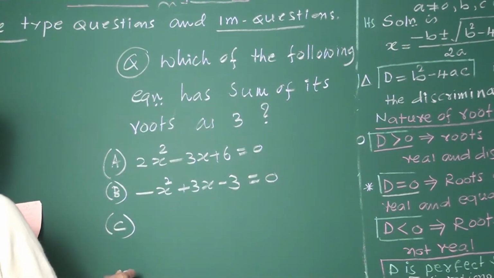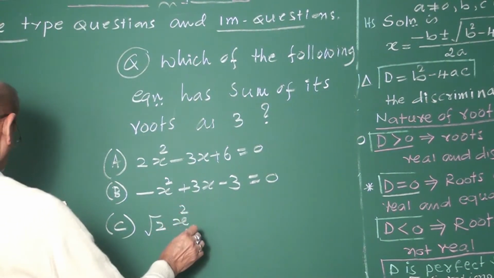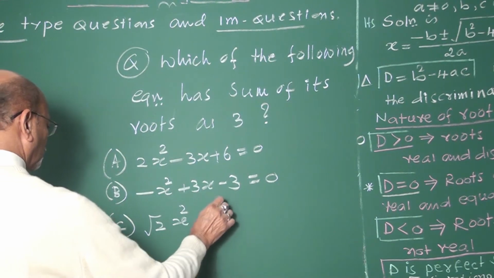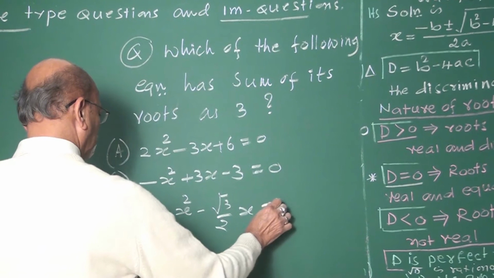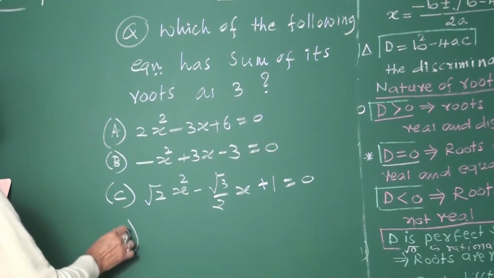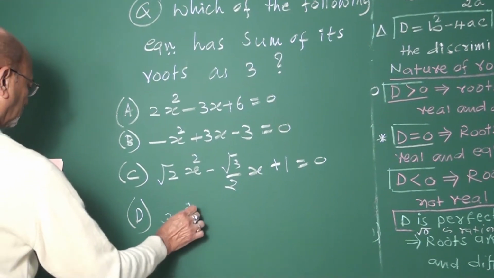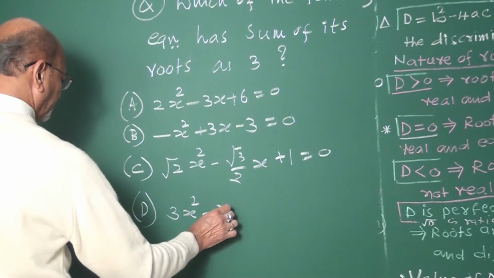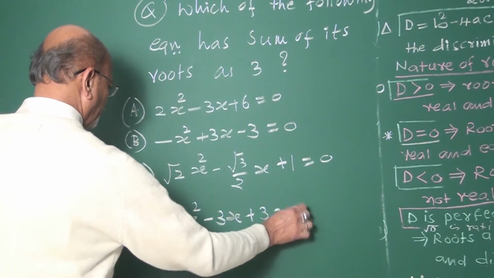C is root 2 into x square minus root 3 by 2 into x plus 1 equal to 0. D is 3x square minus 3x plus 3 equal to 0.